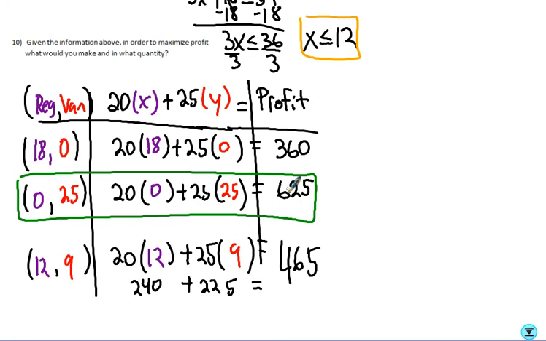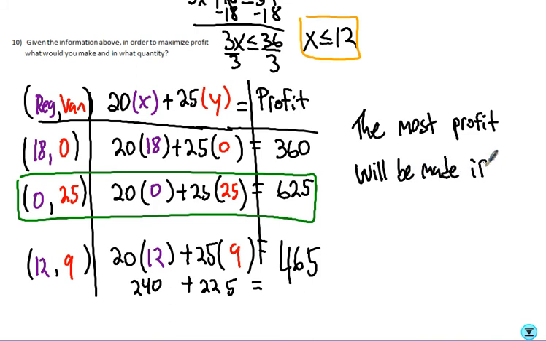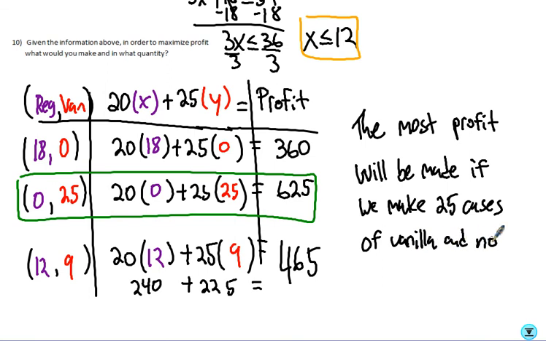So what we would do is make, we'll just do one sentence here. The most profit will be made if we make 25 cases of vanilla and no regular.